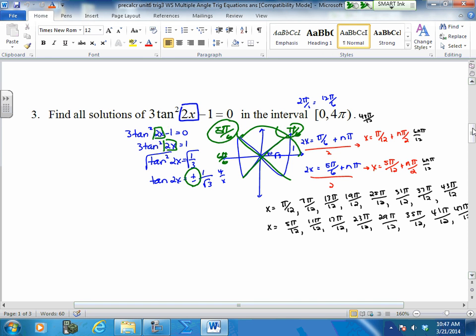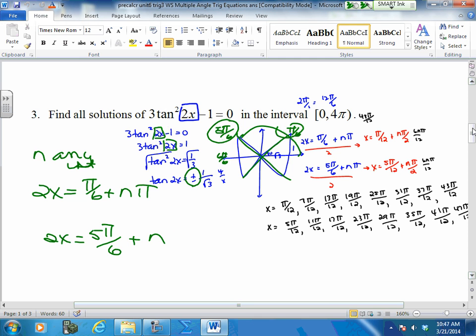Because we can shoot straight across. We don't have to add 2 and pi to each one. We could. It would take us a little longer, but all we have to do is shoot straight across. So remember, here you are. Pi over 6 plus n pi. N is any integer. Then again, 5 pi over 6 plus n pi. I'm rewriting that from over there in case that was difficult to catch.